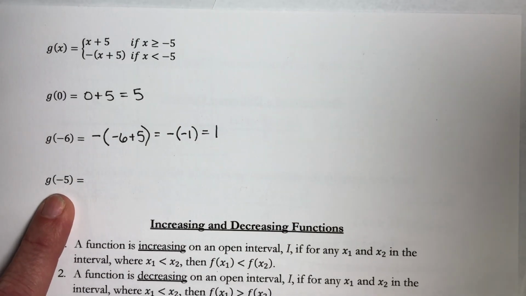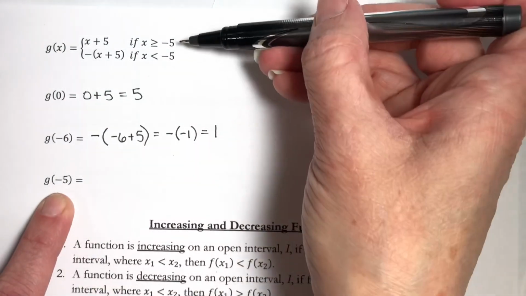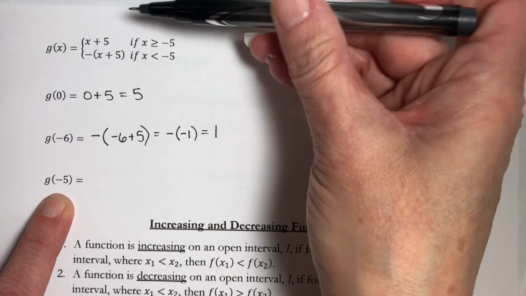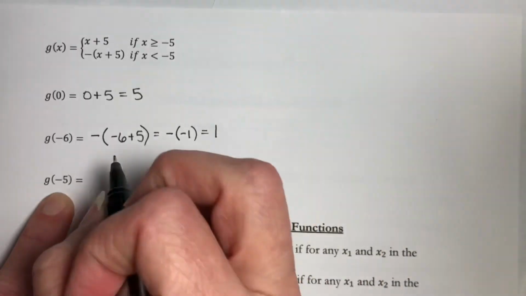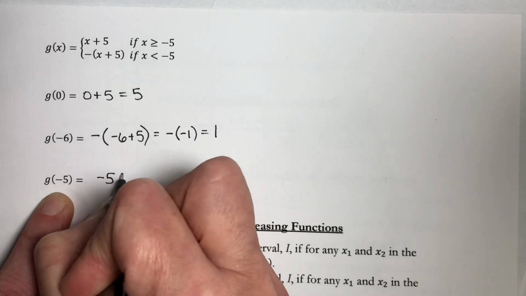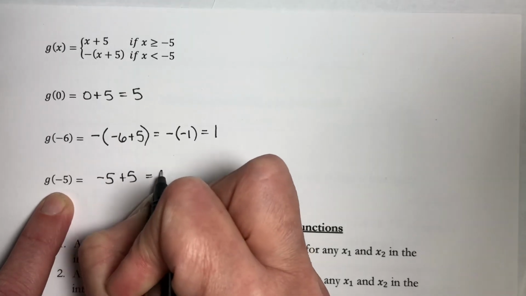Now let's calculate g of negative 5. Here we are allowed to equal negative 5, so this is the one I plug into. I'm not allowed to equal negative 5 here, so I plug into the top one, and I get negative 5 plus 5, which gives me 0.